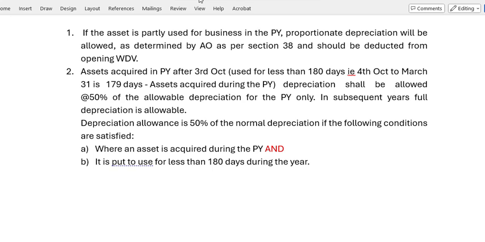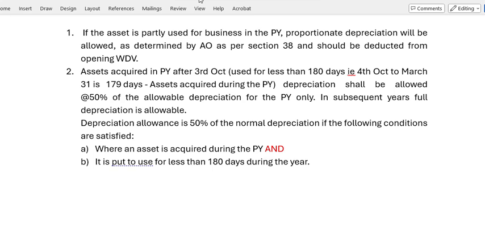Suppose you have an asset, and it is partly used for business, partly for your personal use. For example, you have a car. The car is 60% used for your business, 40% you use for personal use. In that case, how is the depreciation calculated? Depreciation for personal use cannot be given. Business use only is given depreciation. So you will get only 60% depreciation for the business. The 40% you are using for personal use, you will not get it. It should be proportionate depreciation only.